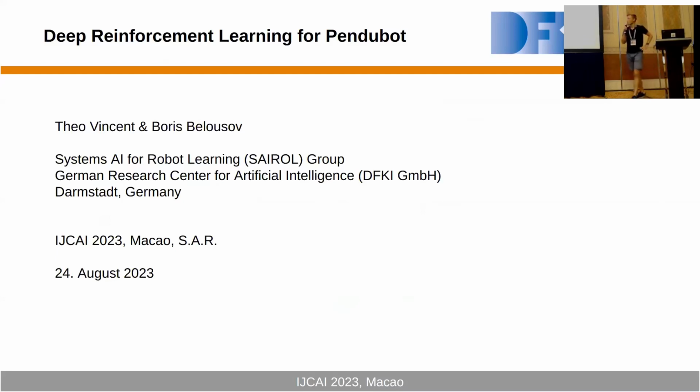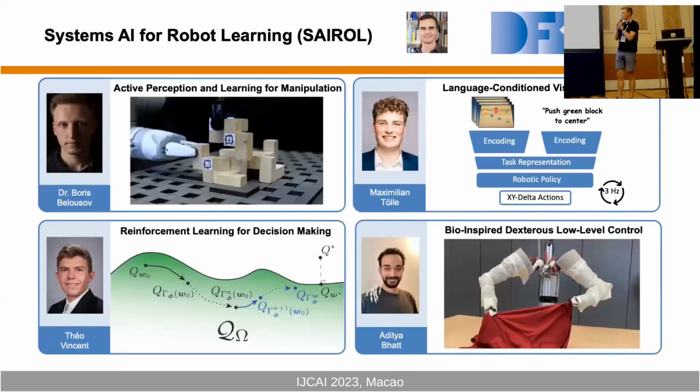So just to briefly introduce our group, we basically started this division of the German Research Center for Artificial Intelligence in Darmstadt last year, and currently we have 40 members working on systems AI for robot learning, where we cover the spectrum of tasks starting from low-level control up to language conditioned visual motor control, focusing on robot learning, reinforcement learning, and manipulation tasks.